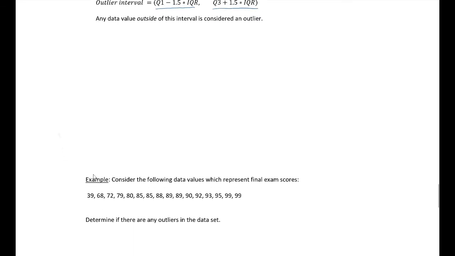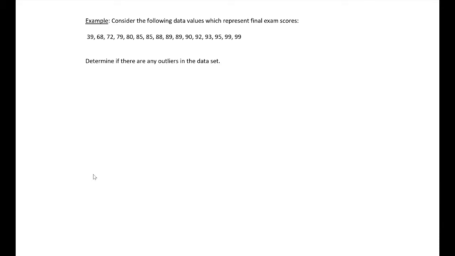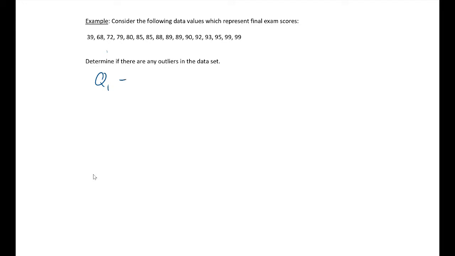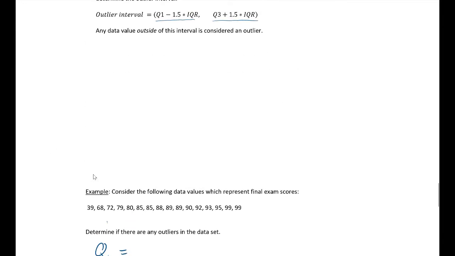Okay, so here we go. Last example. So we have our same data set that we've been working with. The question is, are there any outliers in this data set? Well, look at all the data values. Do any of them kind of stick out as being unusually different from the bulk of the data values? That 39 seems pretty low, but we have to make sure that it's low enough. Okay, so to do that, all we need is our Q1, which was I believe the 79.5.